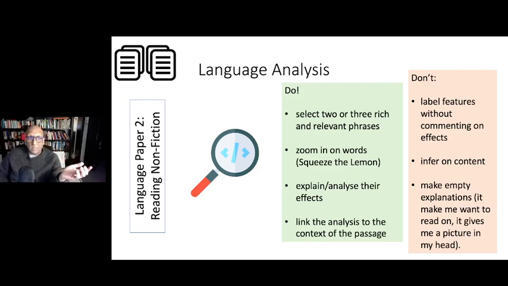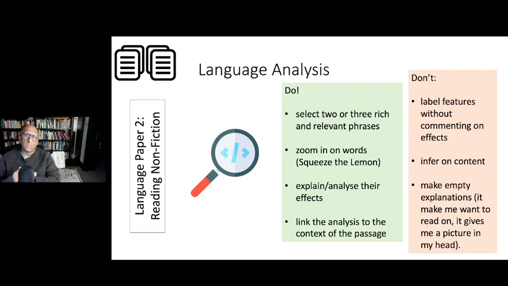And it's the exact same thing it is in the previous paper, and it's different, but it's absolutely related in the entire literature spec, which is about getting rich, relevant phrases, zooming into keywords and squeezing the lemon, explaining and analyzing the effects, and we've talked about using that. You can use personal response, and of course explaining by linking the analysis to what's actually going on.